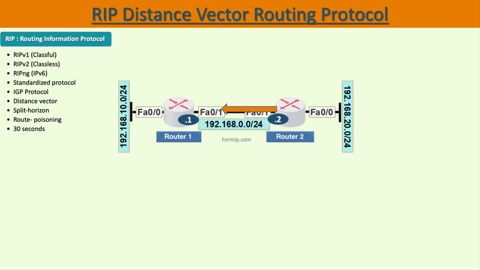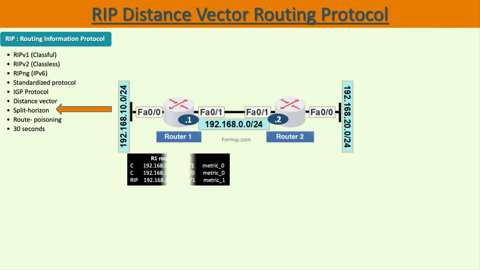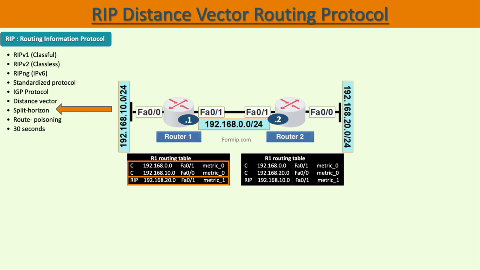For example, on this topology, the routing table of router 1 includes the networks that are directly connected to it, and also those that have been learned by the RIP protocol, i.e. the networks at the other end. On router 2, it's the same. We can clearly see its 2 networks that are directly connected to it, and the 192.168.10.0 network that is behind router 1.